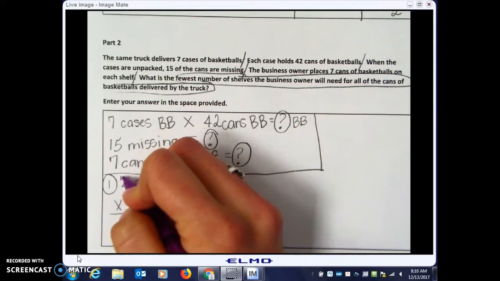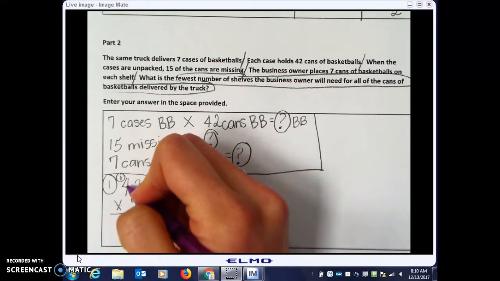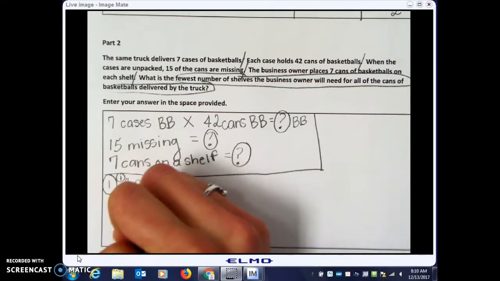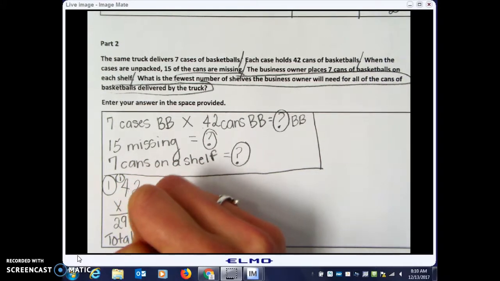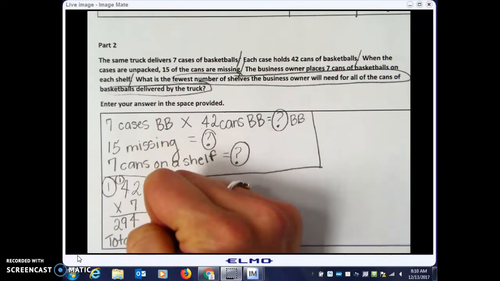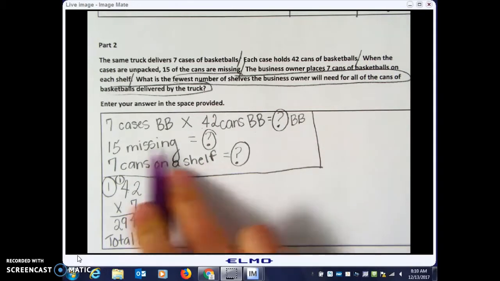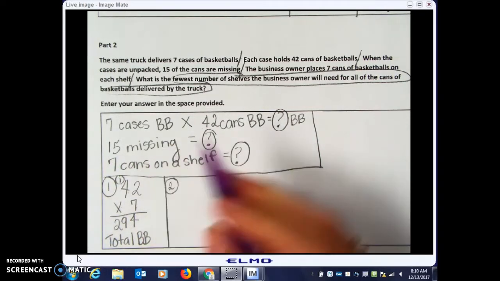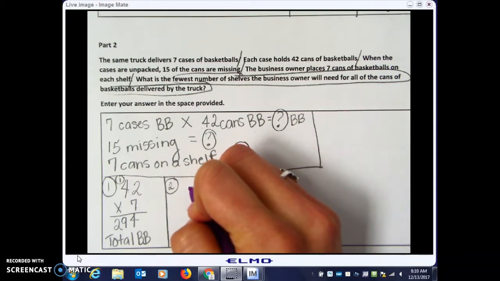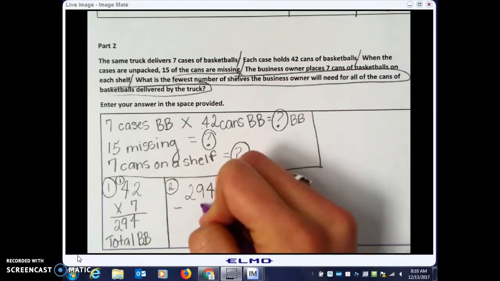7 times 2 is 14. 7 times 4 is 28. Plus 1 is 29. So I have a total of 294 basketballs. Good. What do you think I need to do for step number 2? If 15 basketballs go missing. Good, I'm going to have to subtract because they left me. They went missing. I lost them.